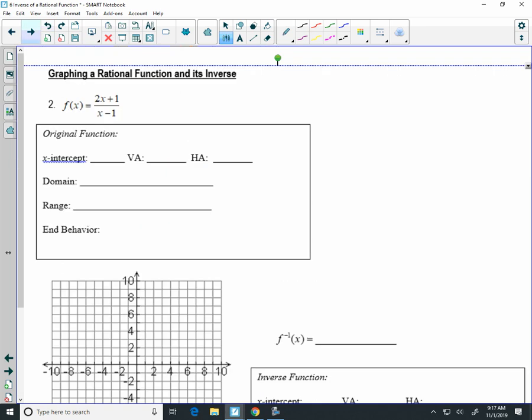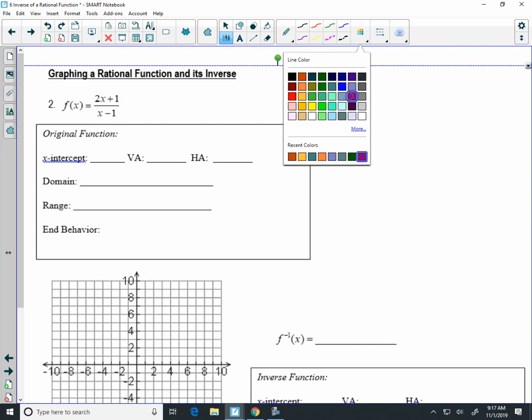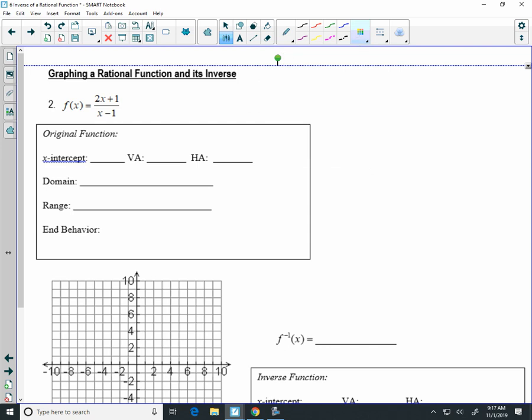Okay. Let's look at one of these from start to finish with the graph. Number 2, we have the whole function there and lots of details to fill in. So this is good review. What's the vertical asymptote here? Vertical asymptote comes from the bottom. Yes, x equals 1.